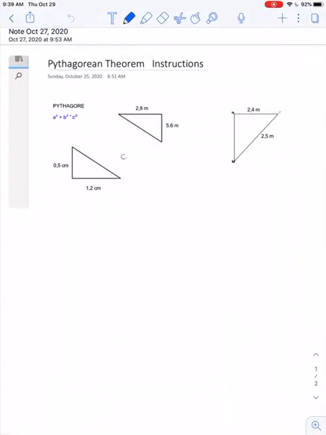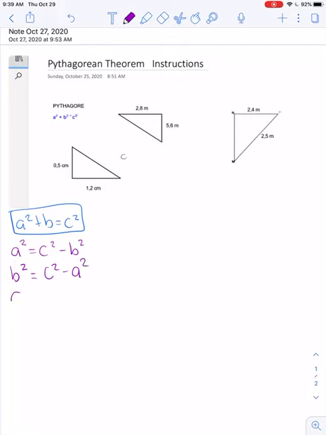The Pythagorean theorem. Alright, so we can start from the formula a squared plus b squared equals c squared. We can rearrange our formula depending on what side of the triangle we're looking for. If we're looking for a, we're going to use a squared equals c squared minus b squared. If we're looking for b, b squared equals c squared minus a squared. And if we're looking for c, c squared equals a squared plus b squared.